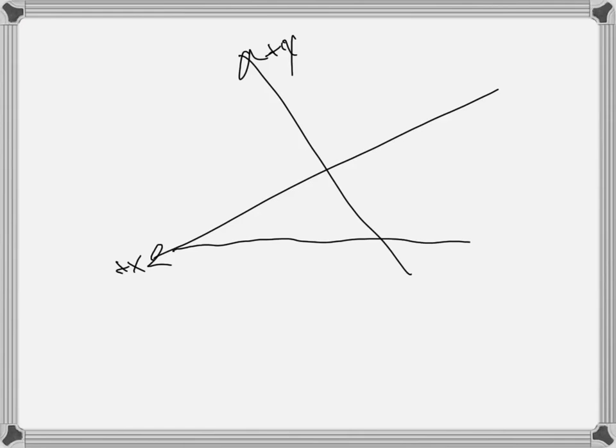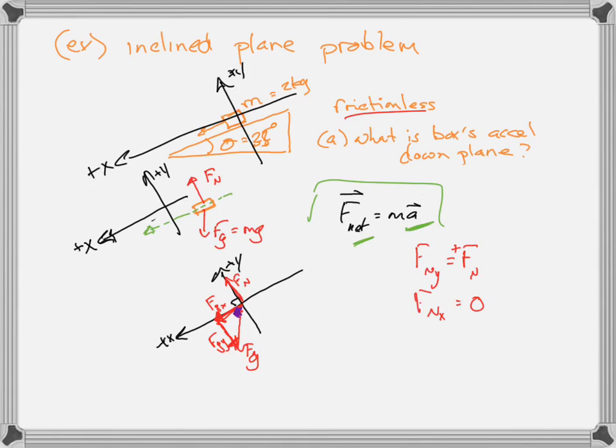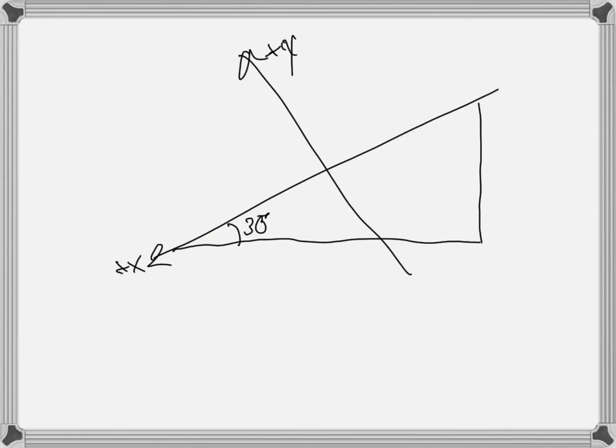Plus x is in this direction. Plus y is in this direction. Plus y is in that direction. The ramp, right, was like this. That's the ramp. So that means this was the, whoops, not 30 degrees, 35 degrees. So this is the 35 degree angle.